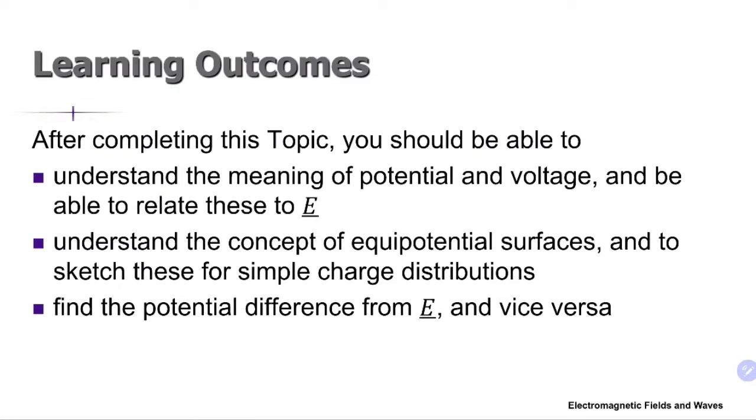Okay, so the learning outcome that we expect you to acquire at the end of these topics is to understand the meaning of potential and voltage and be able to relate that to the electric field. And also understand the concept of equipotential surface and to sketch this for simple charge distributions. Find the potential difference from the electric field and vice versa.